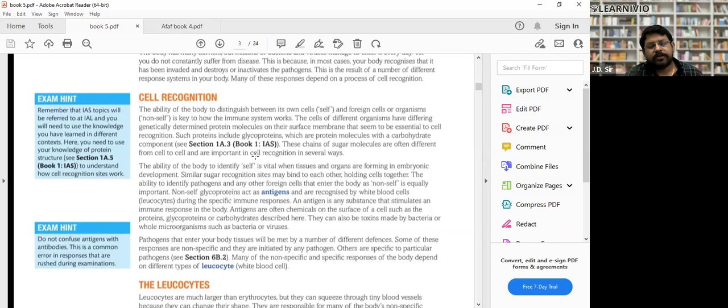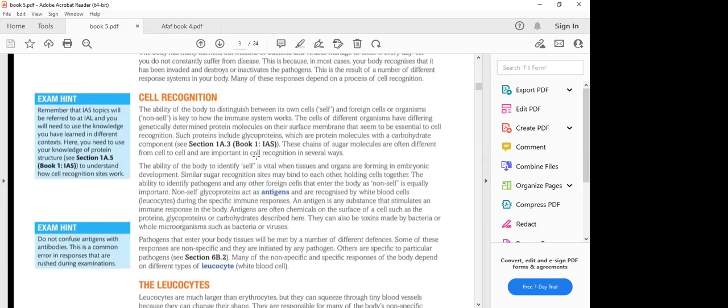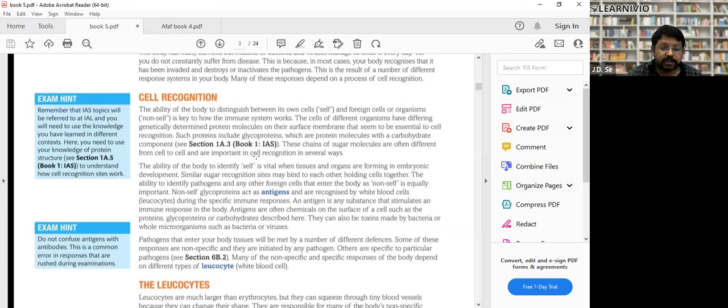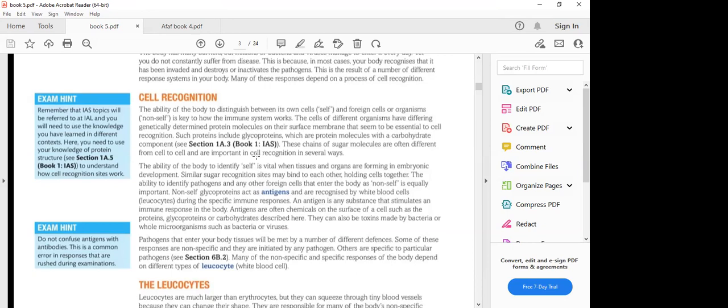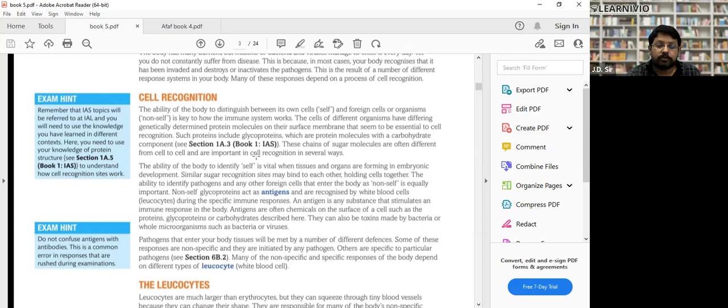So cell recognition means the body's ability to recognize its own body cells or different cells. That is called cell recognition. So how does it recognize us? With the DNA? No. DNA is found inside. It is with the help of those receptor proteins which are present at the surface of the cell. We just saw that matchstick-like structure present outside of the coronavirus. They are the glycoproteins, right? So the receptors which are present in our cells recognize us, either it's our own cell or it's something different.